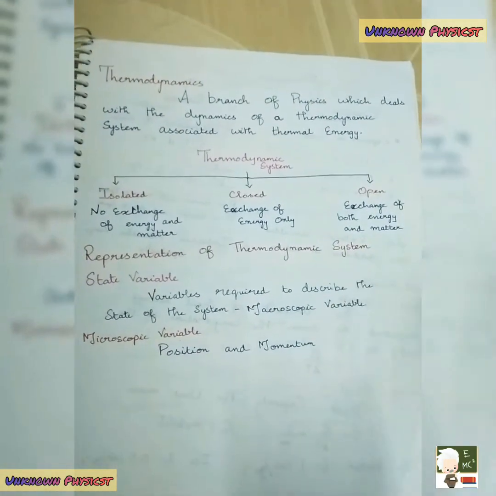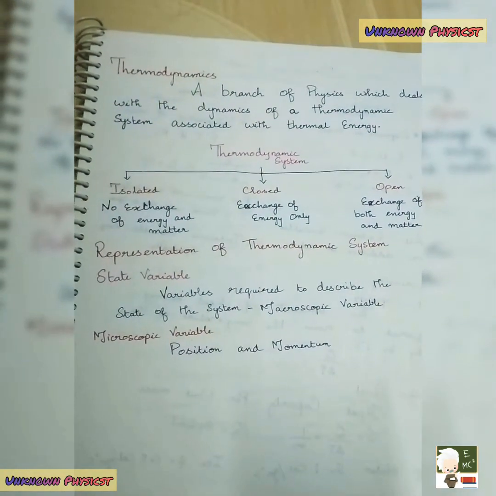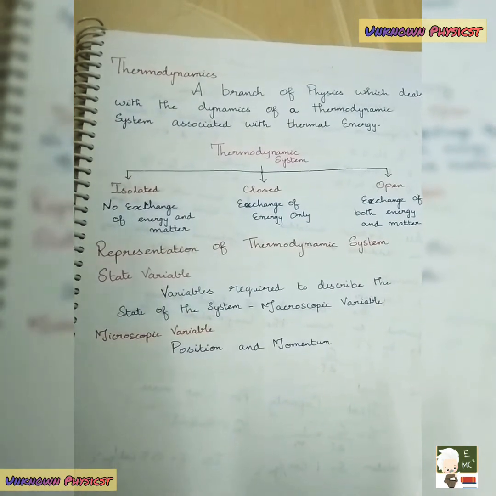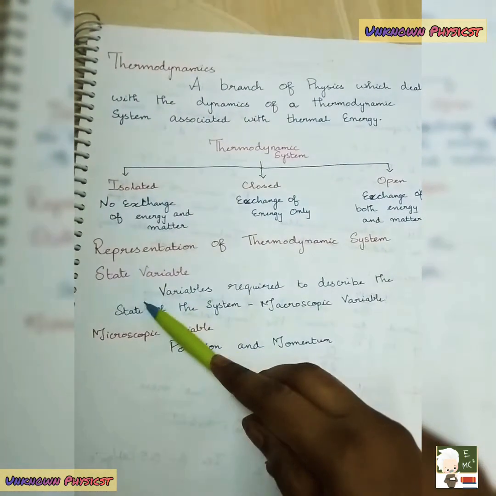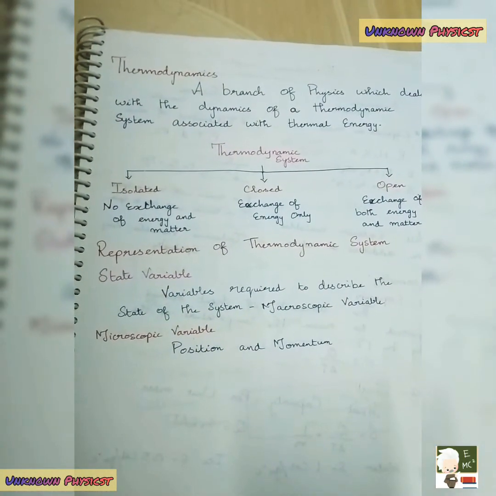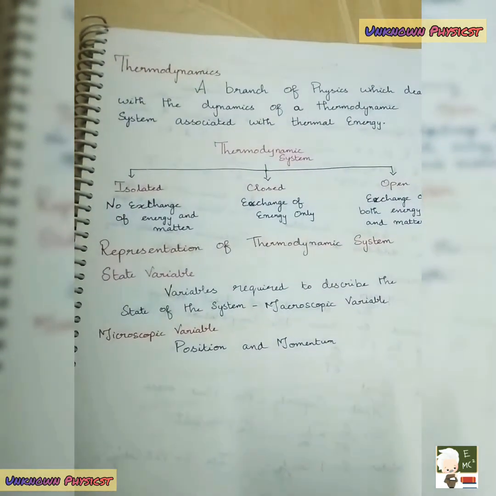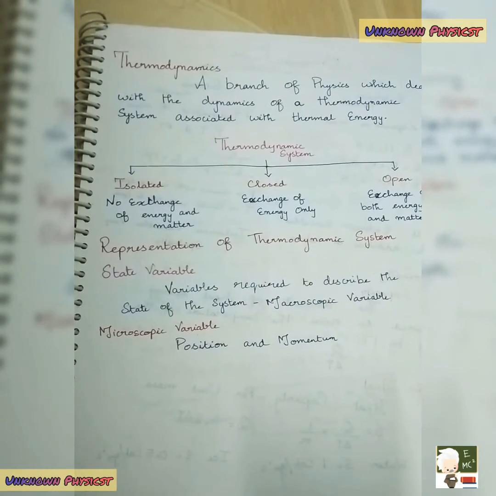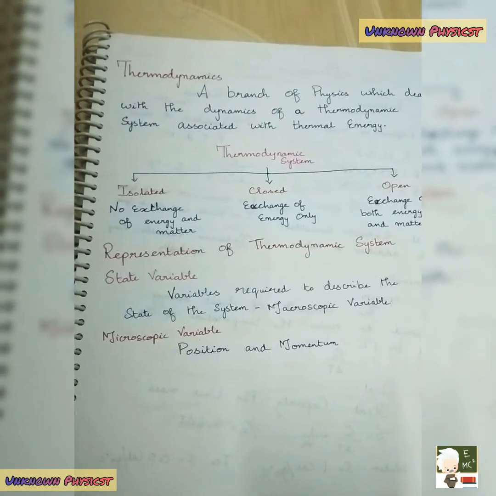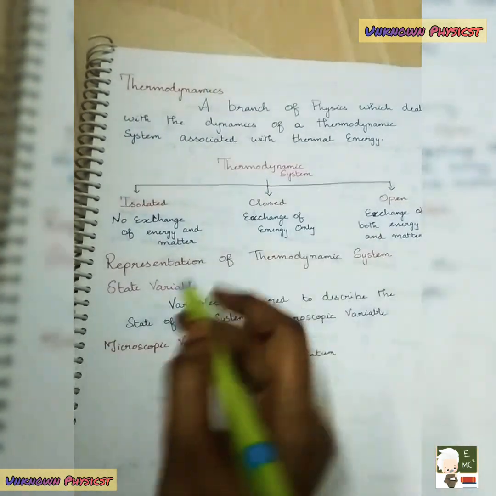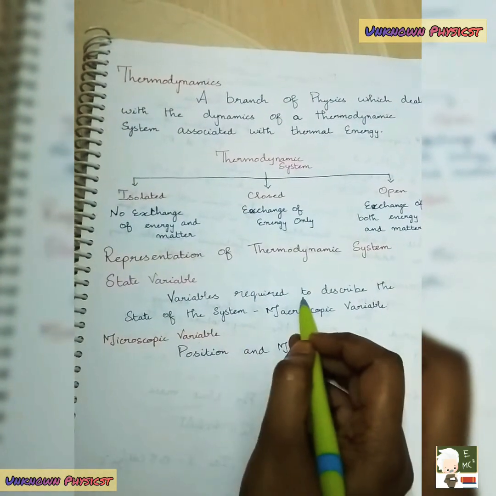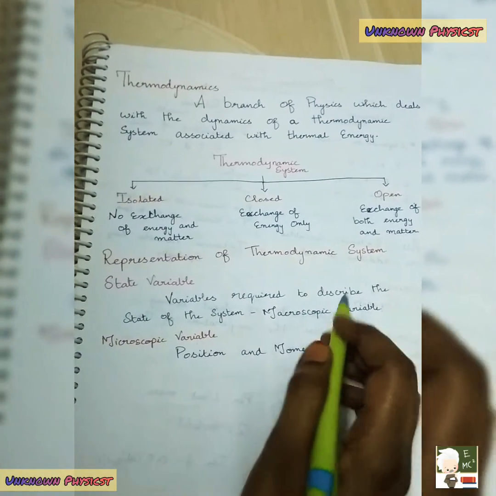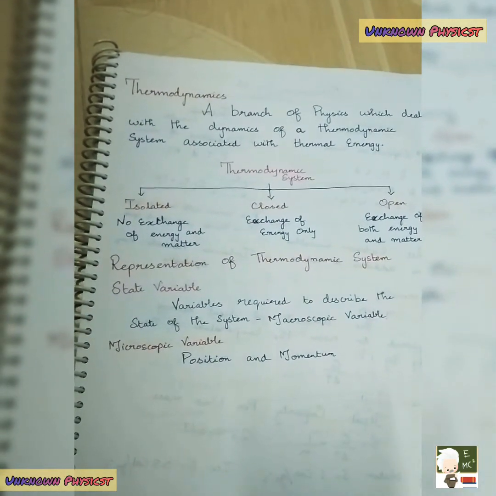So, we need to represent a thermodynamic system. So, we need variables to represent the thermodynamic system. For example, take a room. The room may contain n number of particles, the volume occupied by each particle and the energy of the particle. So, these are for the whole system. These variables describe the state of the system. So, the variable required to describe the state of the system in this case is the macroscopic variable. So, this is for the whole system.